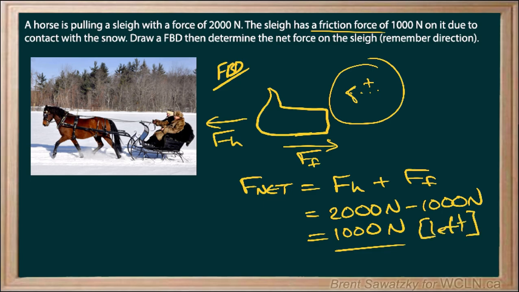And look at a free body diagram. The horse is pulling with more force than the friction, and so the net force to the left, yeah, that makes total sense.